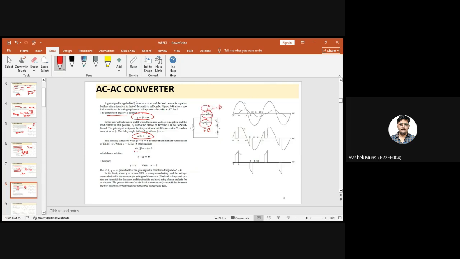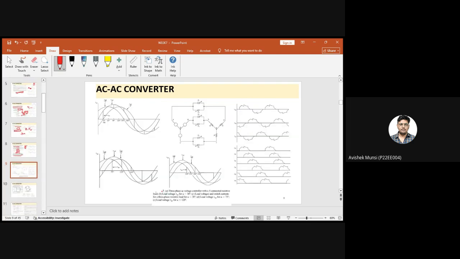So in that period of time, you can write sine(beta minus alpha) equal to 0. So beta minus alpha is equal to pi. So my gamma equals pi when alpha is equal to 0. Okay, that is at unity power factor. The power delivered to the load is continuously controllable between the two extremes, the full source voltage and 0.